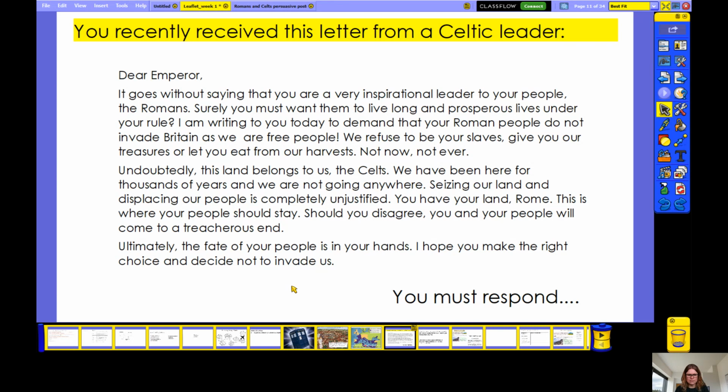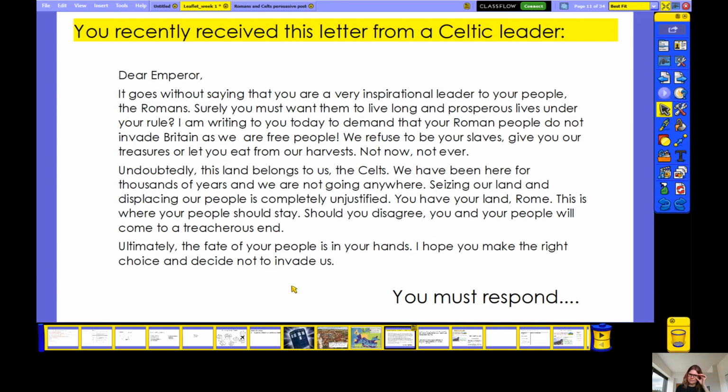Seizing our land and displacing our people is completely unjustified. You have your land, Rome. This is where your people should stay. Should you disagree, you and your people will come to a treacherous end. Ultimately, the fate of your people is in your hands. I hope you make the right choice and decide not to invade us.